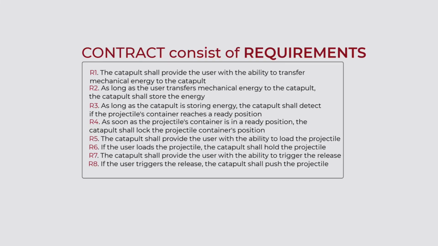Now that you know how important the contract is, what contract are we going to make? What I am showing you here is the contract that we are going to make. The contract consists of several requirements items. In this case, we have 8 requirements from requirement 1 or R1 to requirement 8 or R8.